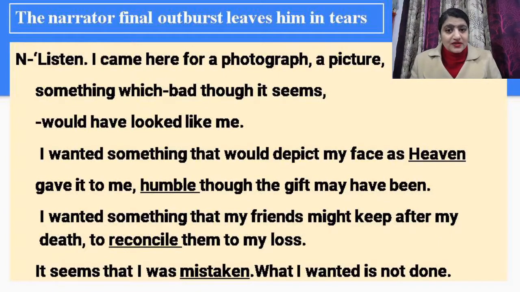Heaven here means God. Humble here means ordinary. Reconcile means to accept, to make yourself come to terms with the situation. Mistaken is wrong. So, the purpose with which the narrator had visited the studio was to have a picture that looked like him, a picture which he could give to his friends so that they could keep it as a memory after his death, and they could connect to him, associate with him, and relate themselves to it. But this picture had totally changed the identity of the narrator, and this was so painful for him. The whole purpose of his visit, of his going through all that suffering at the hands of the photographer, was defeated, and he feels very much humiliated.